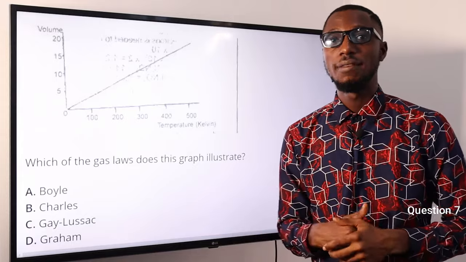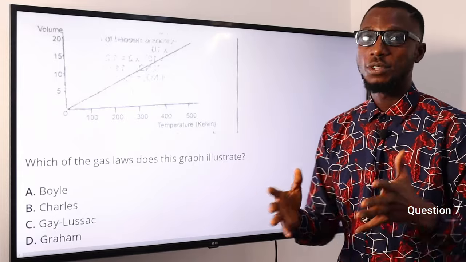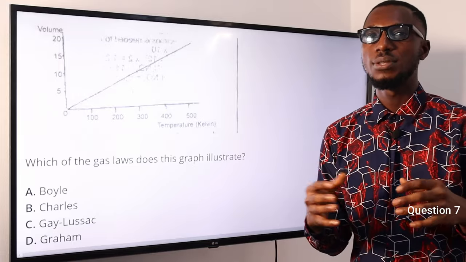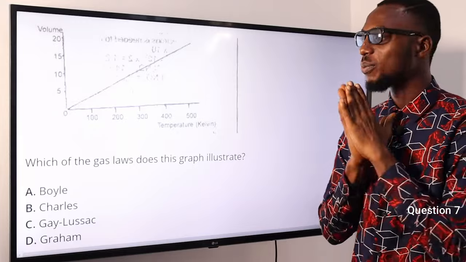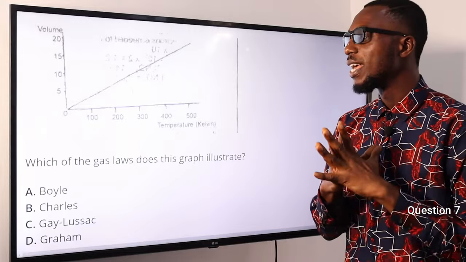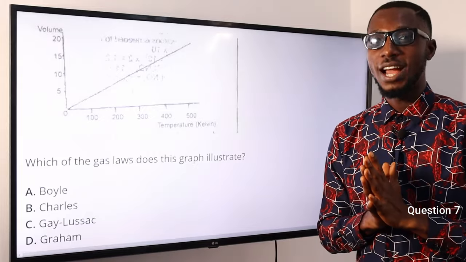We have Graham's law of diffusion, which states that at constant temperature and pressure, the rate of diffusion of a gas is inversely proportional to the square root of its density. So it's completely out of what we are looking at. We are looking at volume against temperature in Kelvin. So the correct option is option B, for Charles' law.